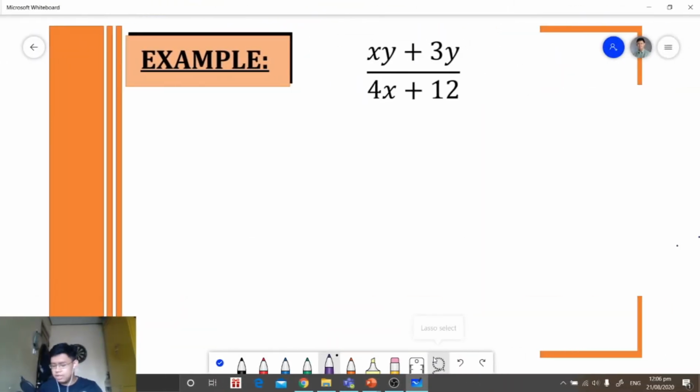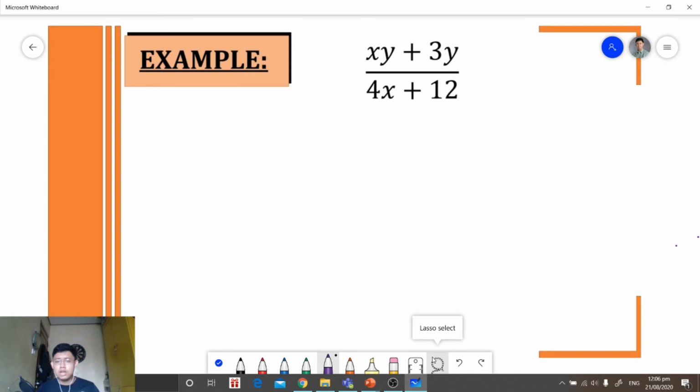So let's have an example. For example, we're given this rational expression. So first thing that we need to do is to factor our numerator and our denominator. So let's identify the factoring type that we're going to use for these two given expressions. For the numerator, we're going to use common monomial factoring, or CMF. And for the denominator, we are also going to apply common monomial factoring. So let's apply those types of factoring.